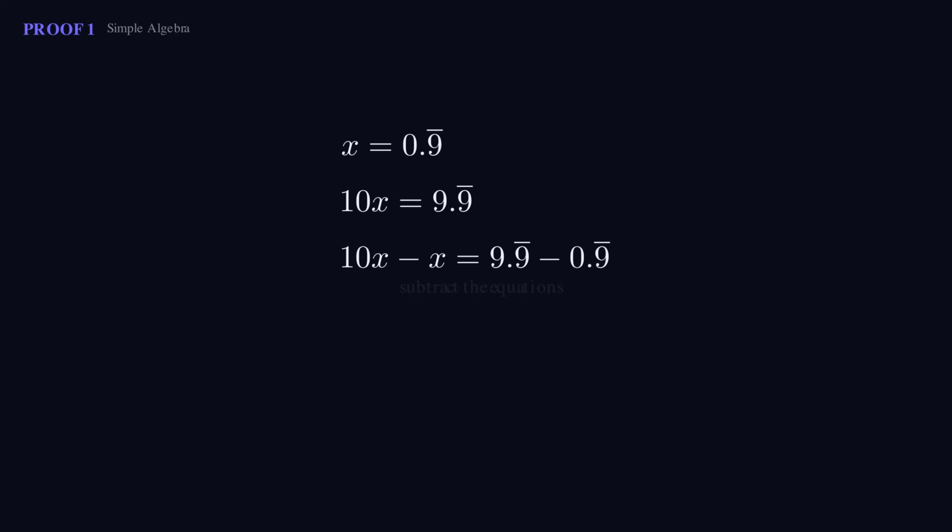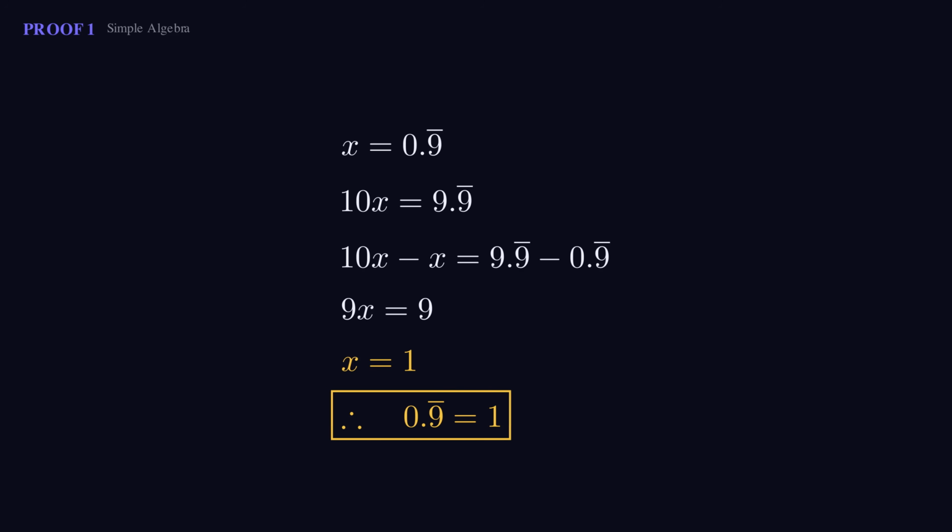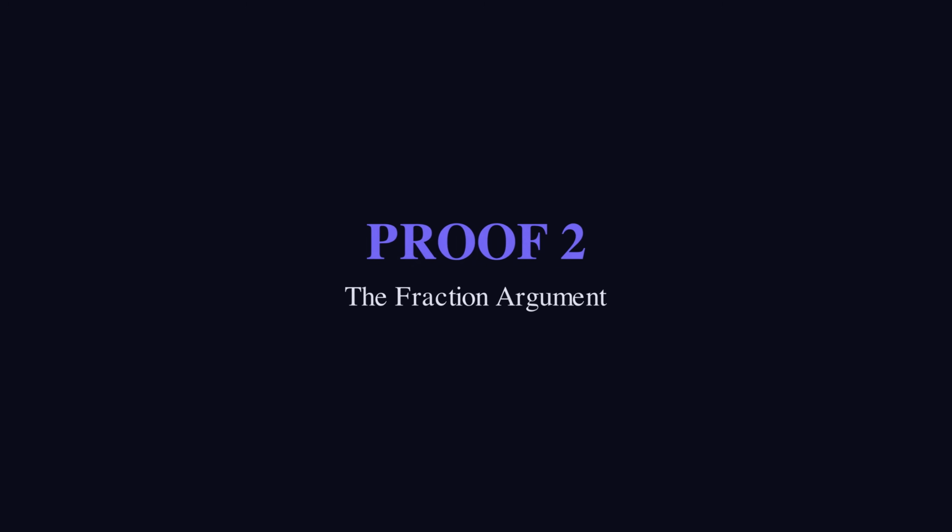Now subtract the first equation from the second. 10x minus x, and 9.9 repeating minus 0.9 repeating. The infinite decimals cancel completely. We're left with 9x equals 9. Divide both sides by 9. x equals 1. But we defined x as 0.999 repeating. So 0.9 repeating equals 1. Clean. 3 lines of algebra. Done.